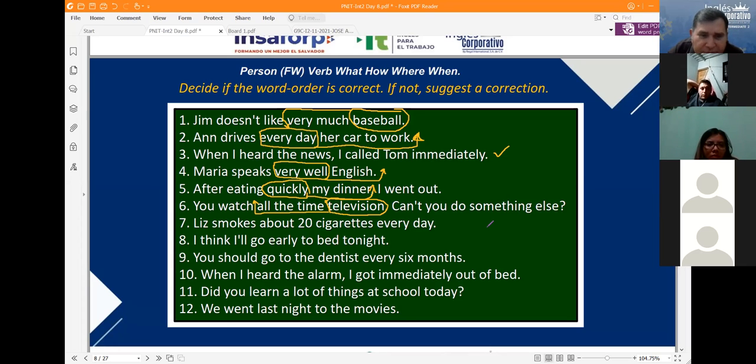Number seven: Liz smokes about 20 cigarettes every day. Is that correct? Yes, the sentence is correct. What about number eight?